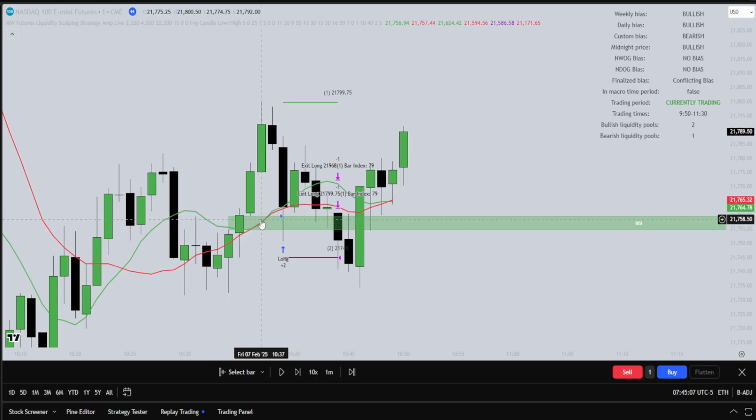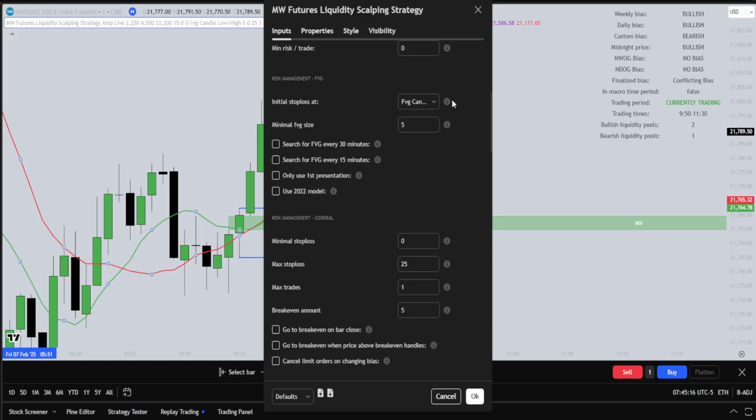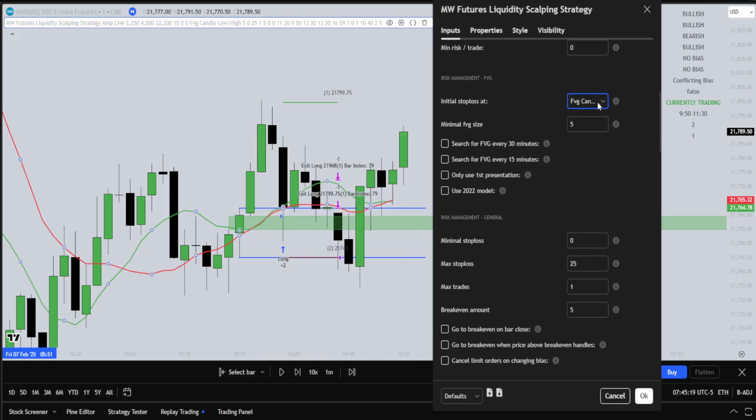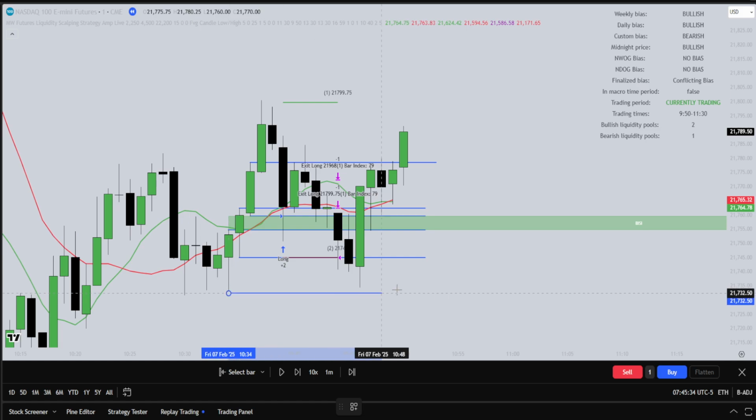But we see that with this entry, our stop loss was placed on the fair value gap low or high with the initial settings that we had. Here you can see that. We also have two different settings. Fair value gap low high, which would place the stop loss here or here. But we have also the candle low high, which is here and here. And we see that if we had placed our stop loss on this candle low instead of the fair value gap, this trade would have been successful.